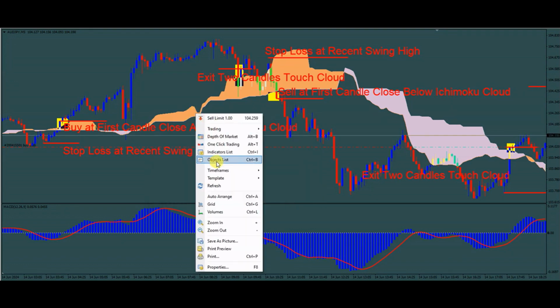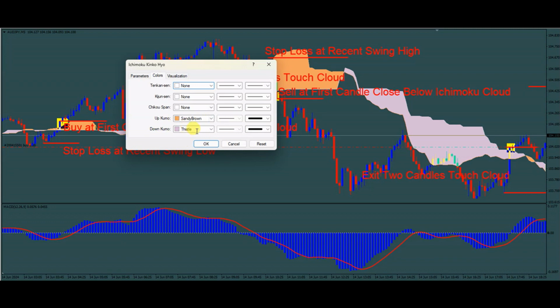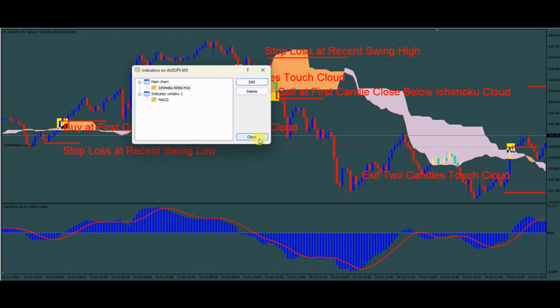The Ichimoku indicator, we remove all the elements of Ichimoku, and we are using only the cloud. As you can see, I unselected the Tenkan-sen, the Kijun-sen, and the Chikou span. So we're only using the Kumo up and the Kumo down. The essence of the Kumo up and the Kumo down is to be able to know when we are in the uptrend and when we are in the downtrend. The parameters for this are the default values 9, 26, and 52. So this is pretty straightforward.